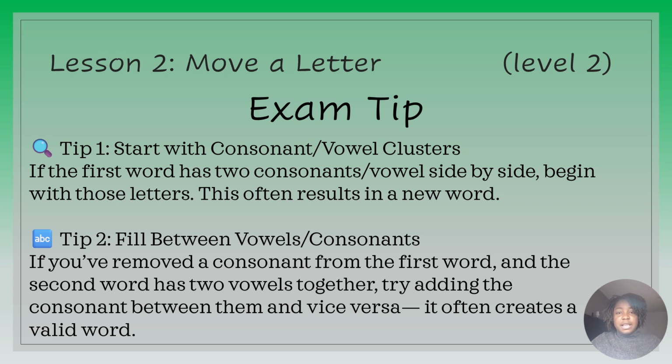Now, if you remove a consonant from the first word and the second word has two vowels side by side, then try adding the consonant in between them. It often will create a new word. And if you removed a vowel from the first word and the second word has two consonants, try adding it in between those consonants and you might see you have a valid word.